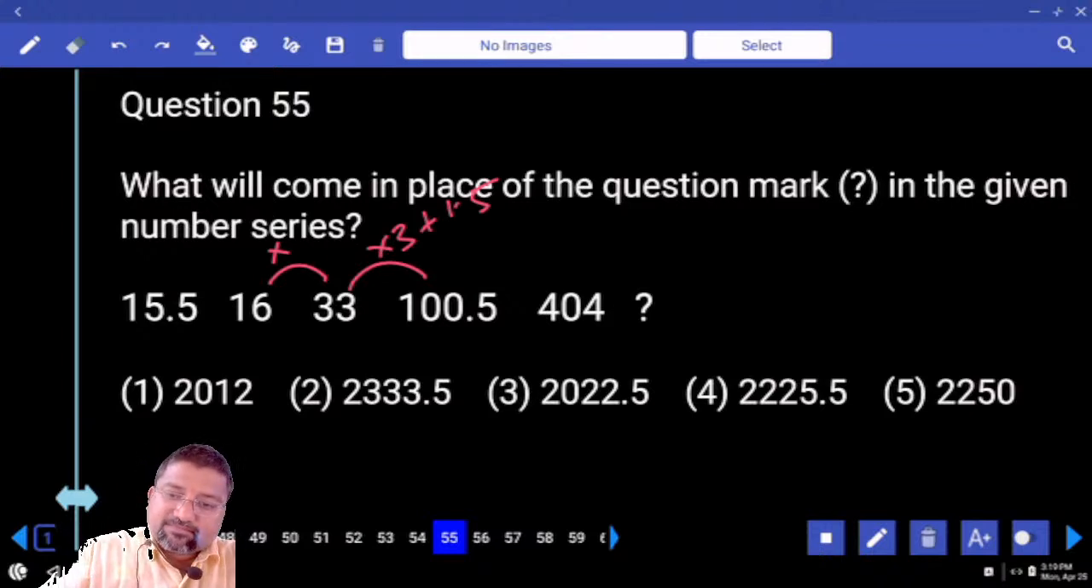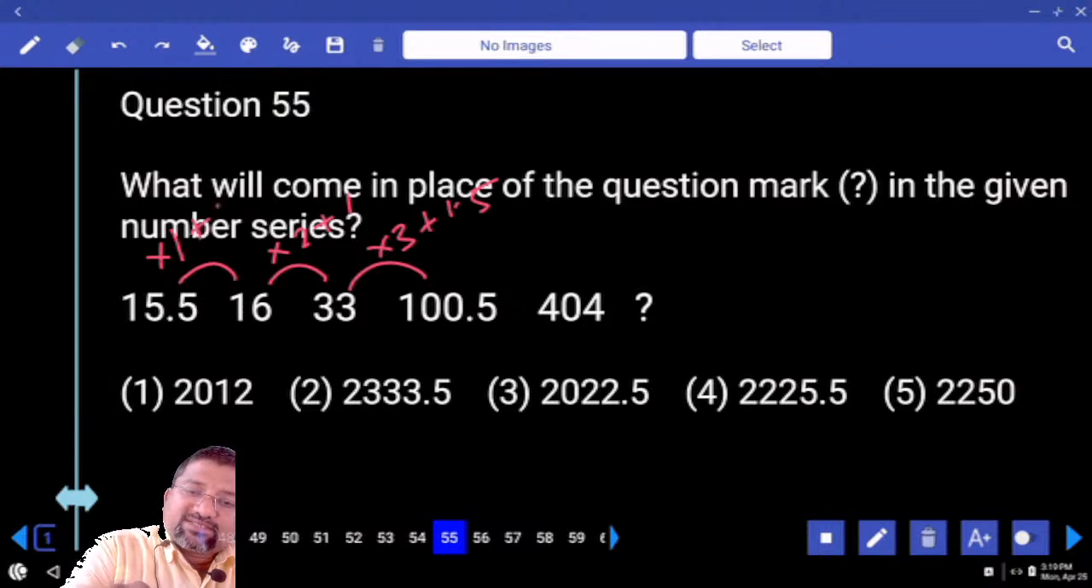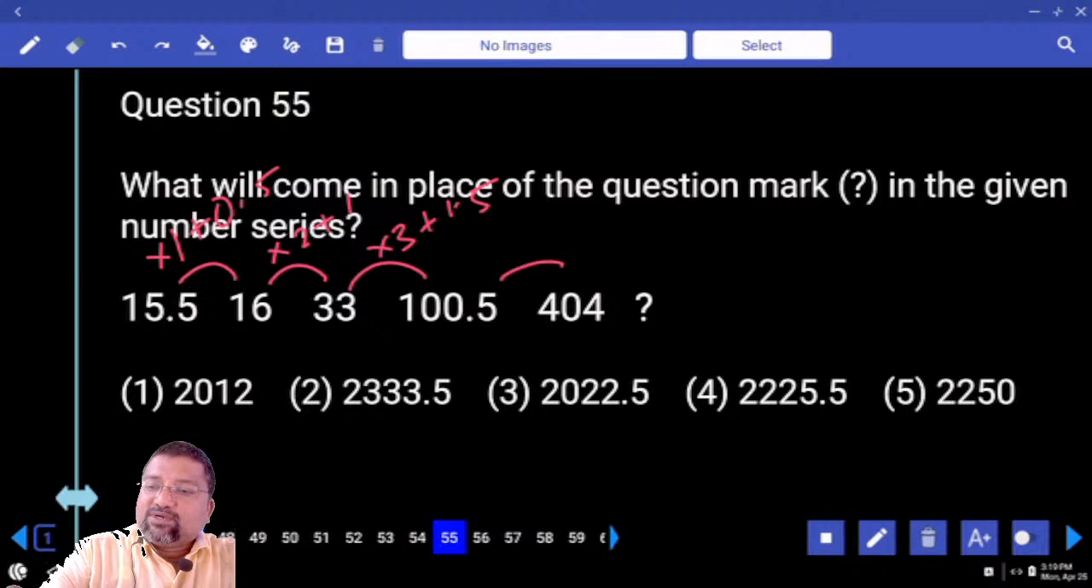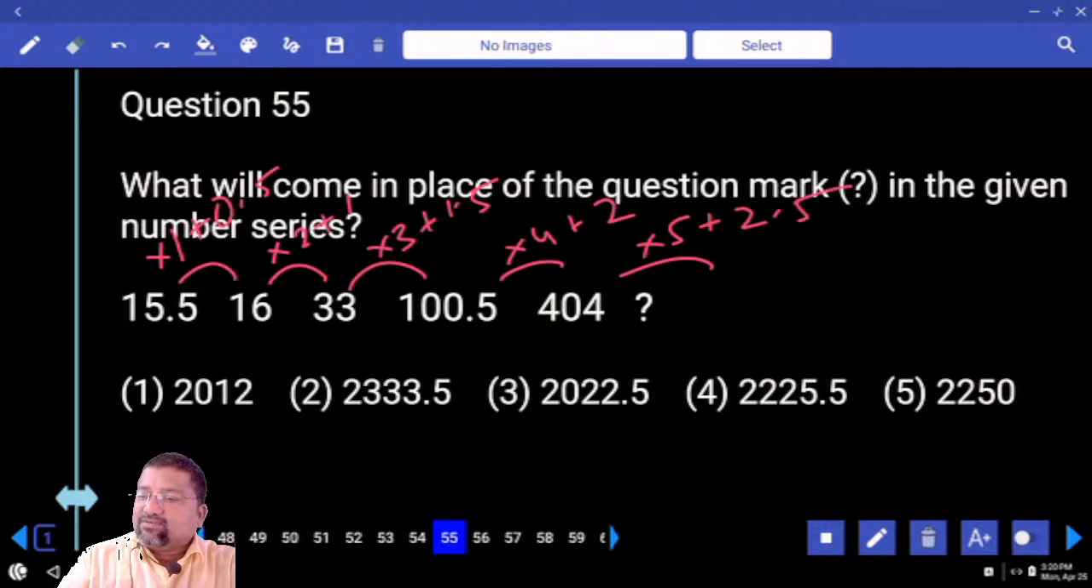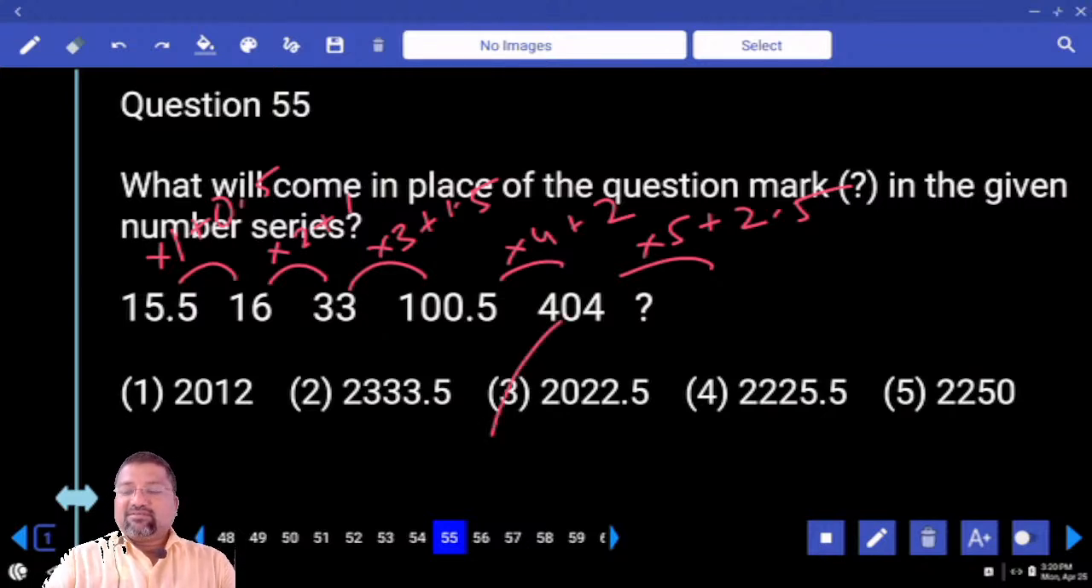Tell me. Into 2 plus 1. Into 1 plus 0.5. Into 4 plus 2. Into 5 plus 2.5. What's the answer? 2022.5. Is this clear? Any doubts in this paper? Thank you.